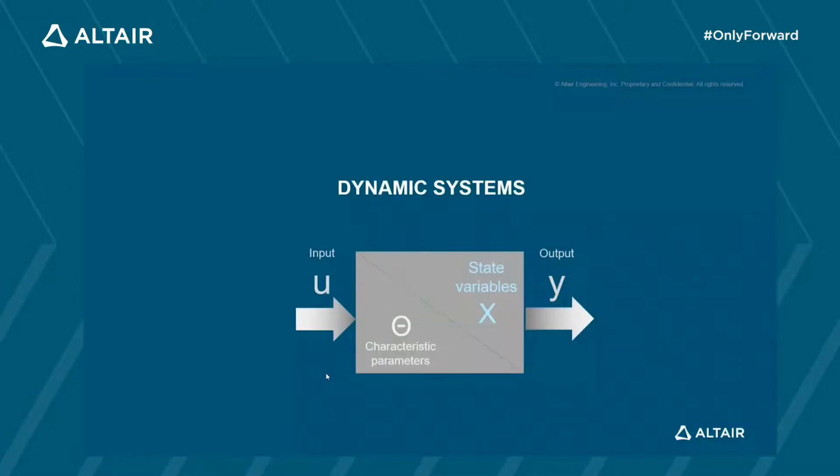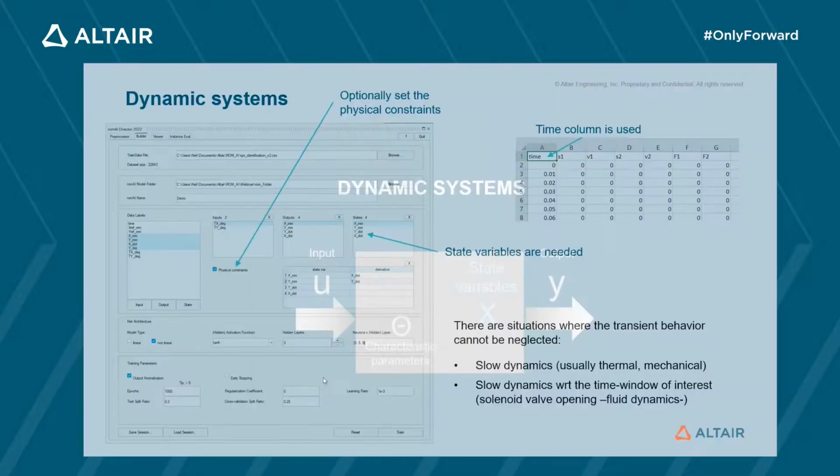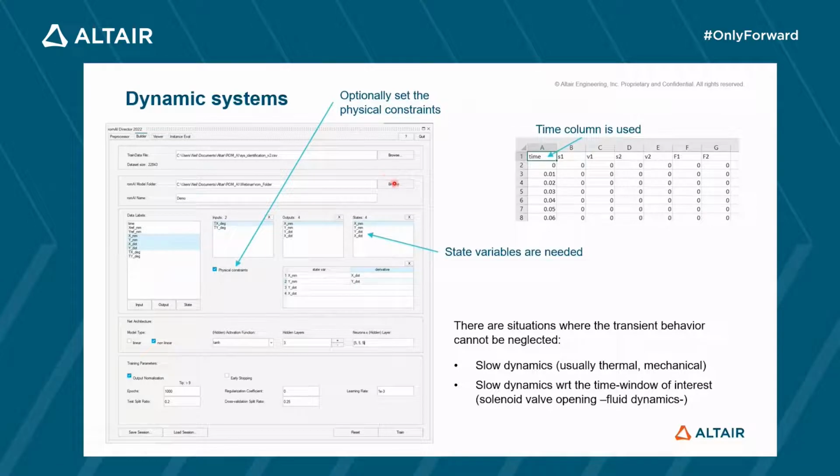So from here, we move on to dynamic systems. Like we stated earlier, dynamic systems are nothing but systems where the output depends on both the input as well as the current state of the system. Along with specifying state variables for a dynamic system, there is the option to also specify physical constraints, as in how the state variables are related to one another.